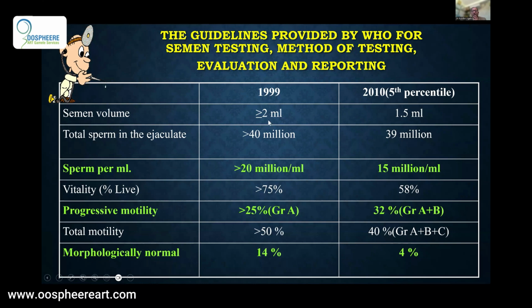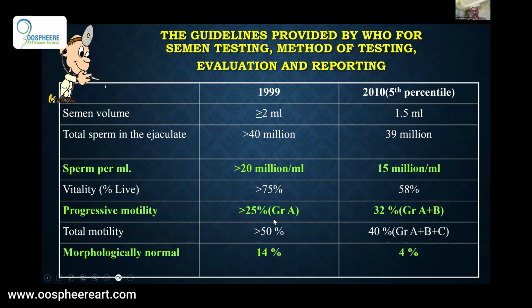So this is how you can compare 99 to 2010. The semen volume cutoff previously was 2 ml, now it is 1.5 ml. Total sperm in the ejaculate had to be above 40 million, now it is 39 million. The sperm per ml cutoff before was 20 million, now it is reduced to 15 million.